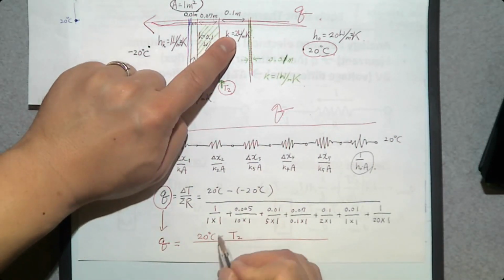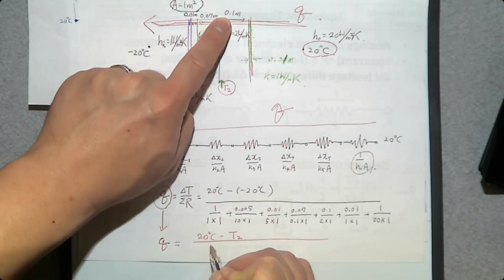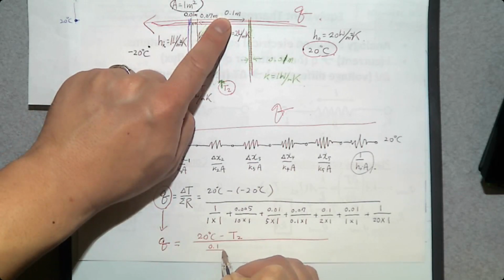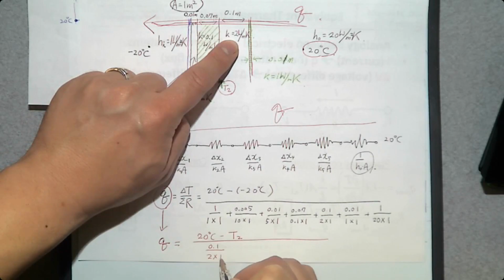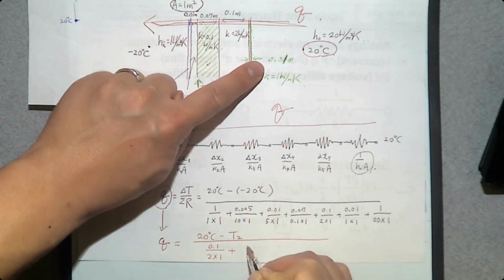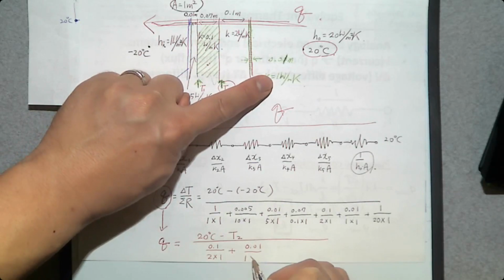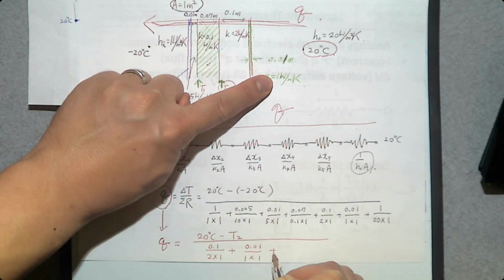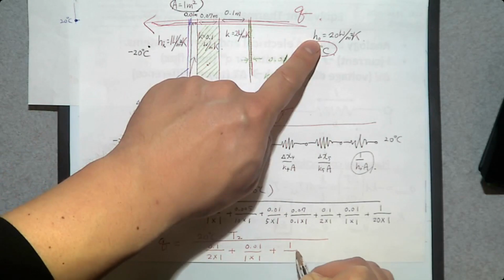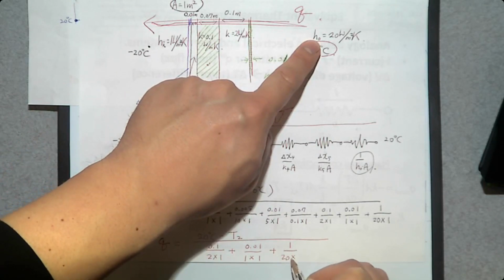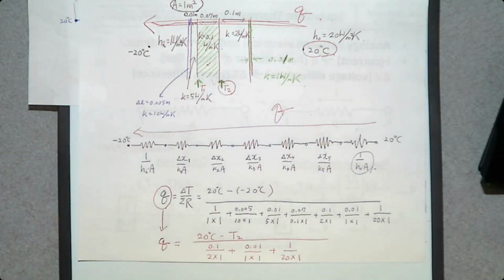So wall first, the thickness 0.1 divided by 2 times unit area, plus 0.01 divided by thermal conductivity 1 times unit area, plus 1 over H, 20 times 1. So, assuming that you already calculated the heat rate from the previous equation, you can determine the maximum temperature of the insulation.